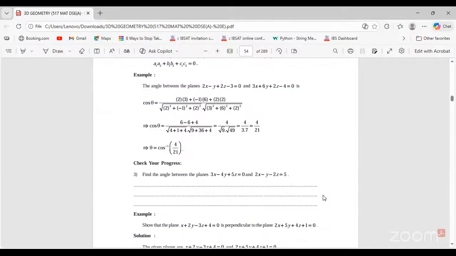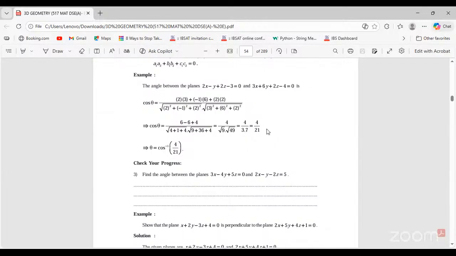So what is the formula? The angle between two planes: cos theta equals a1 a2 plus b1 b2 plus c1 c2 by under root of a1 square plus b1 square plus c1 square into under root of a2 square plus b2 square plus c2 square. Now cos theta equals 2 into 3 is 6, plus 1 into 6 is minus 6, plus 2 into 2 is 4. So 6 minus 6 plus 4 by root 9 into root 49, so 3 into 7. We get 4 by 21. This is the cos theta value.